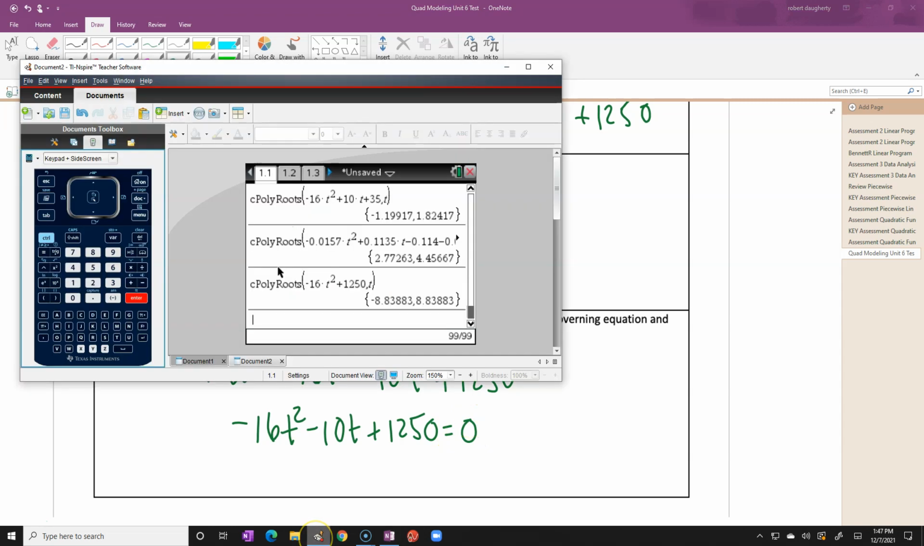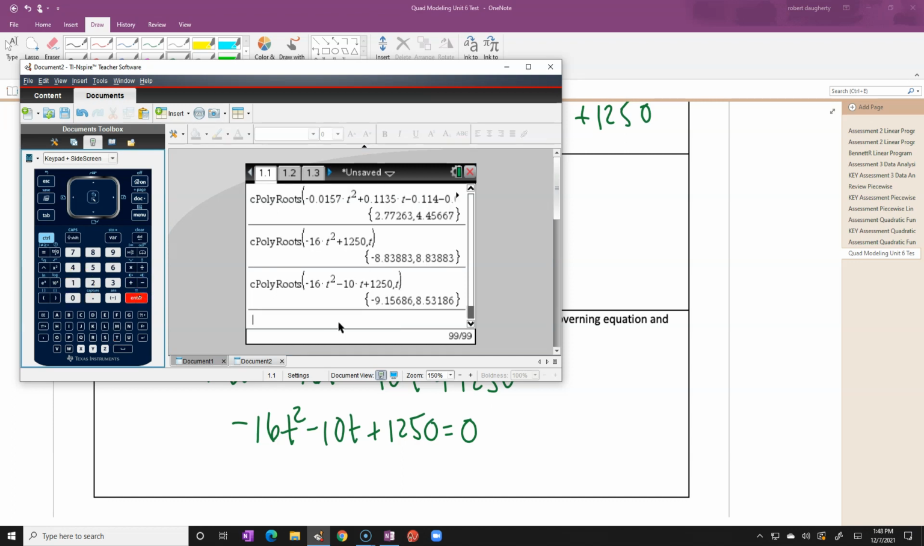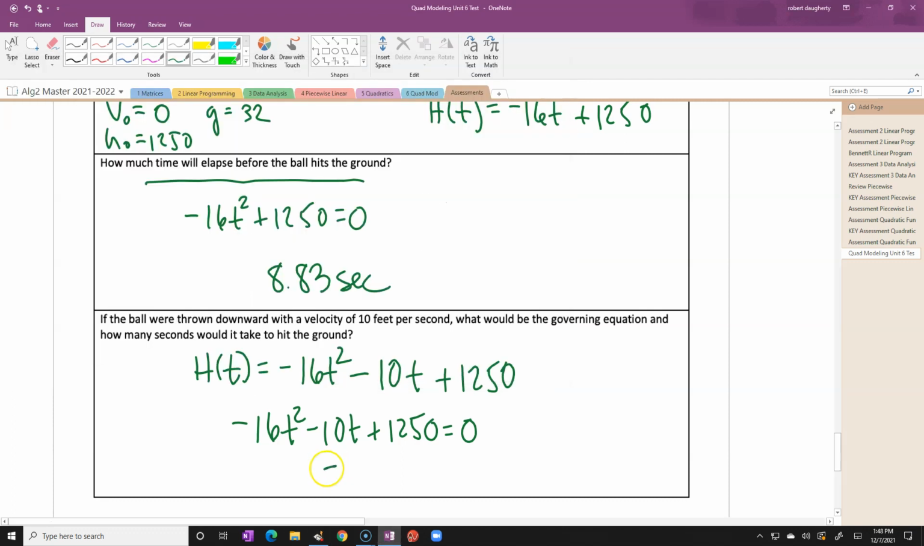So go back to my calculator. Let's just modify that same command that we just used. So all I need here is just minus 10t, and solve that, and you get 8.53. So does it make sense that it hits the ground quicker if you throw it versus drop it? Yes. So that is the solution there.